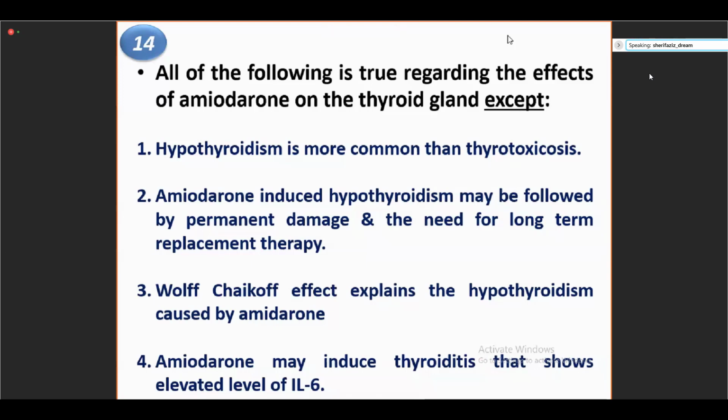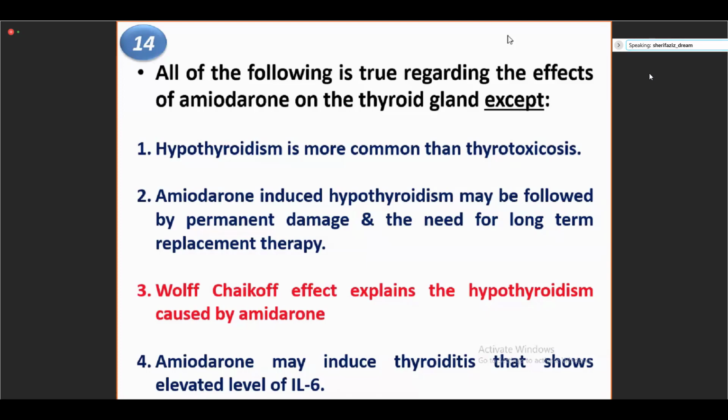Amiodarone-induced hypothyroidism may be followed by permanent damage. Yes, in patients with pre-existing thyroid disease like Hashimoto thyroiditis or pre-existing hypothyroidism, amiodarone may induce significant hypothyroidism to the degree of permanent damage and needing long-term replacement therapy. Wolff-Chaikoff effect explains the hypothyroidism? Actually, it explains the hypothyroidism, whereas the Jod-Basedow effect explains the thyrotoxicosis, which may occur sometimes in patients taking amiodarone, particularly type 1.